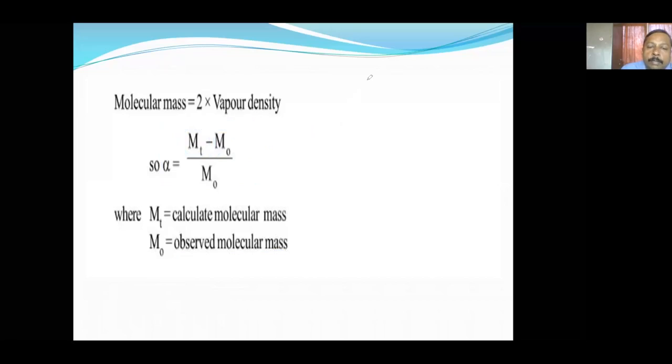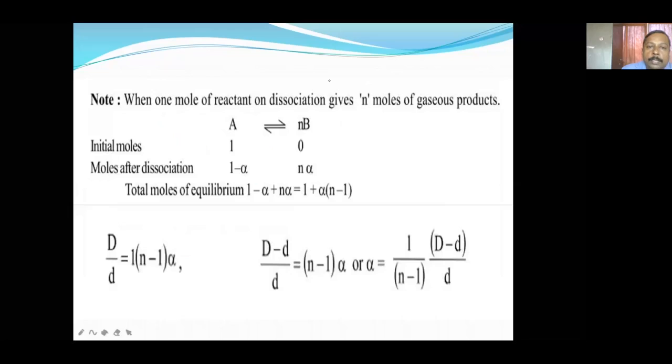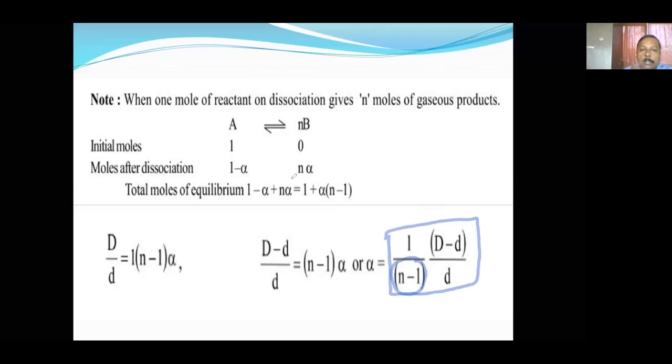I will check your observation in the next slide. I will ask you what is the change between the previous formula and this formula. Okay, tell me, what is the difference between the previous formula and this formula? In the previous formula, 1 upon n minus 1 was not there. Okay, so once you know the differences, you already remember the formula. So this is about when n moles are dissociated, 1 upon n minus 1.